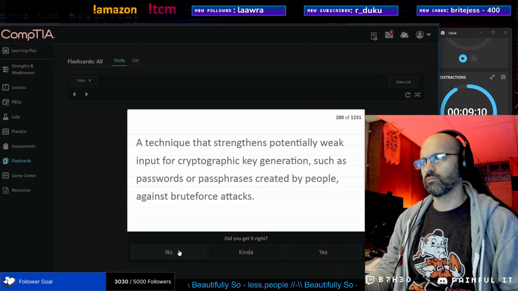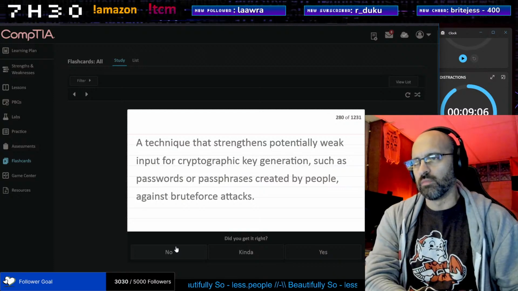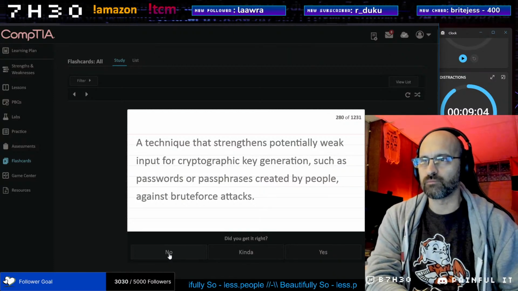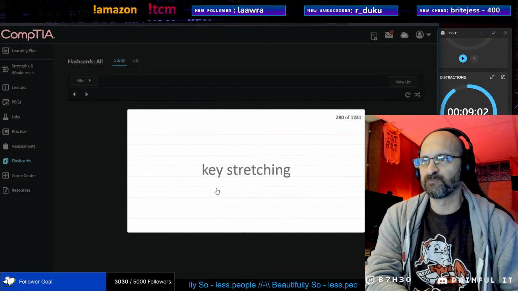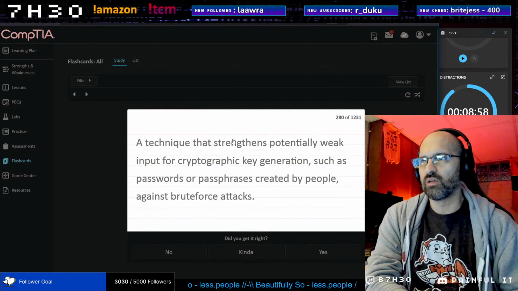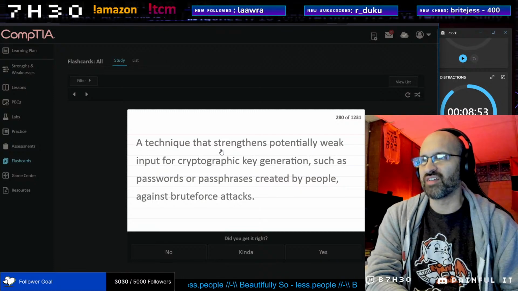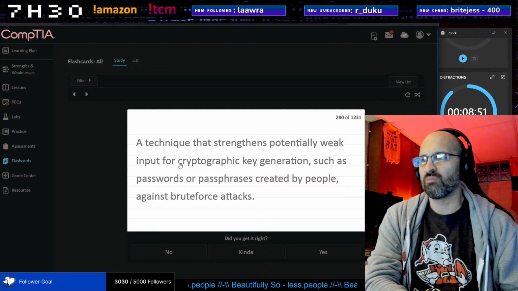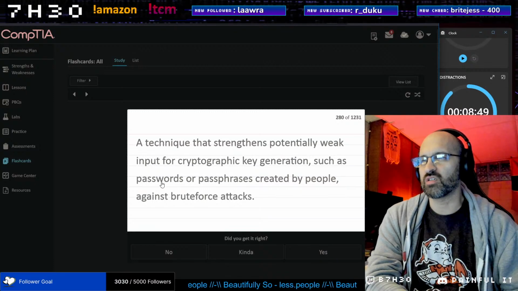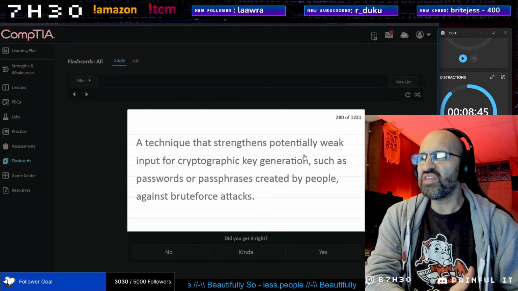Says TTS should be muted when no distractions. That's part of the challenge. A technique that, I see what you did there. A technique that strengthens potentially weak input for cryptographic key generation, such as passwords. Yeah, but what is it?